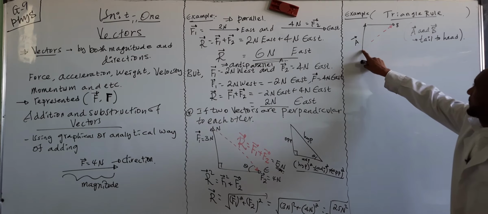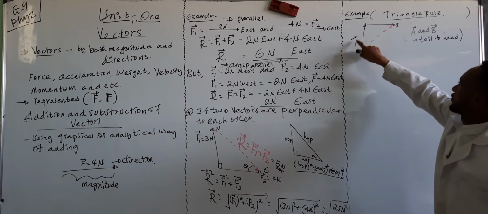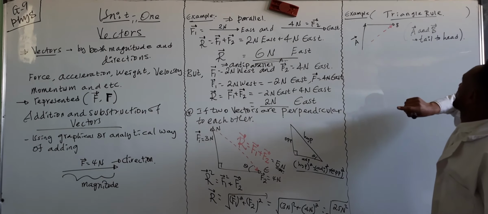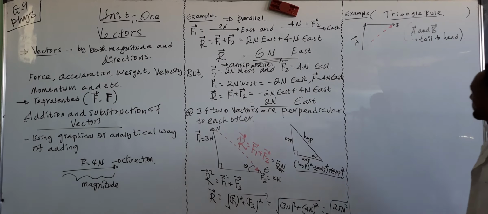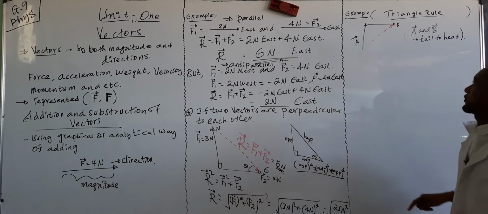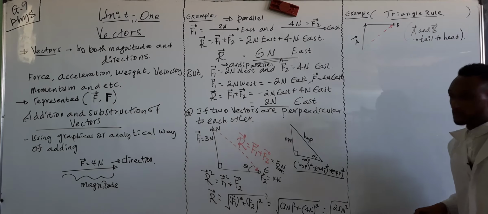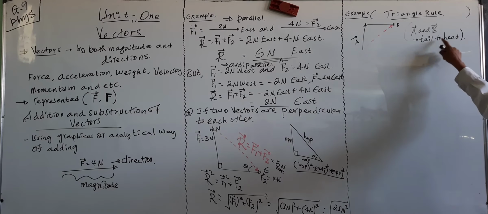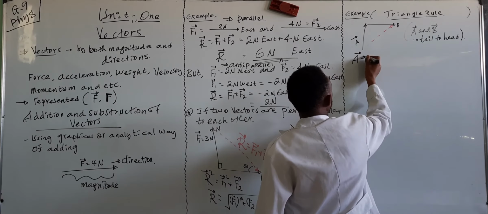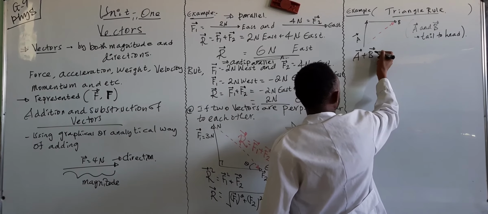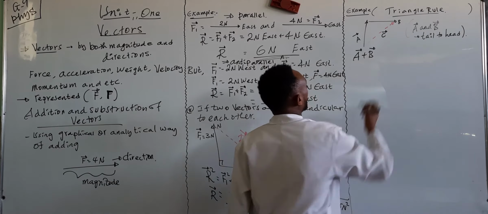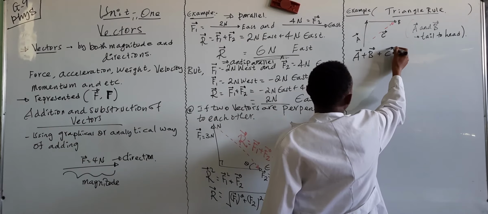Now let's see vector A. This one is the tail of vector A, this is the head of vector A. Here this is the tail of vector B, here it is the head of vector B. Now this one is the resultant. According to the triangle rule, if two vectors are combined from tail to head, take that vector A plus vector B, and assume this one as vector C.